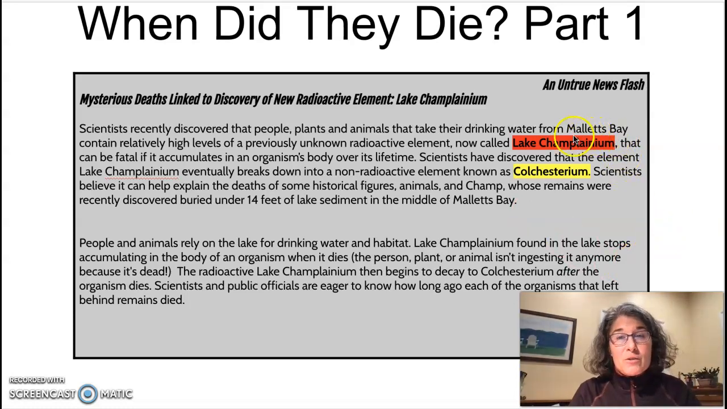Here you're going to get introduced to our untrue news flash and information about Lake Champlain and Colchesterium. You want to pay particular attention to which one of these is your parent and which one of them is the daughter isotope, and link that back to what you know about radiometric dating.